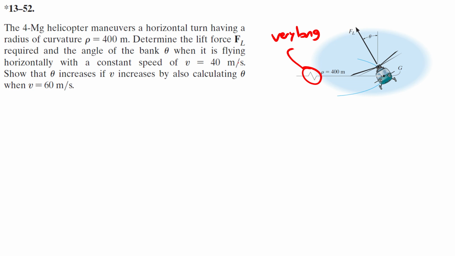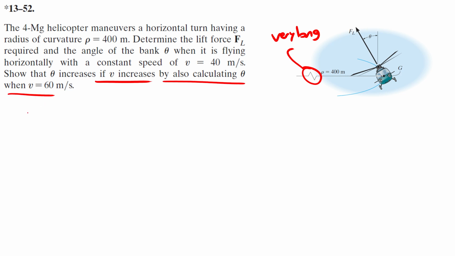They ask us to determine the lift force FL required and the angle of the bank theta when it is flying horizontally with a speed of 40 meters per second. Show that theta increases if v increases, by also calculating theta when v is 60 meters per second.